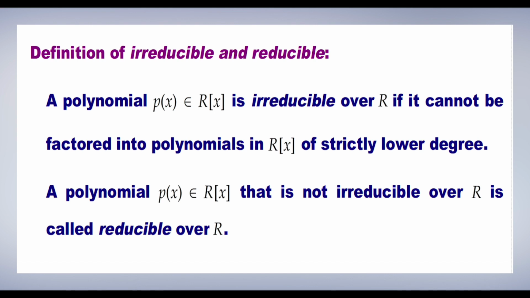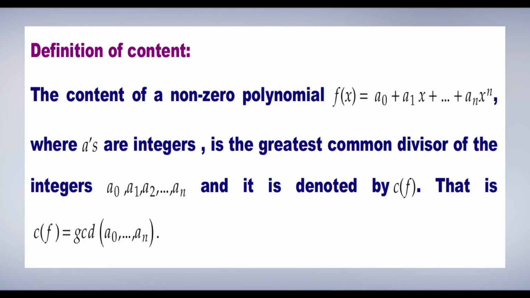Let's see the definitions of irreducible and reducible. A polynomial p(x) belongs to R[x] is irreducible over R if it cannot be factored into polynomials in R[x] of strictly lower degree. A polynomial p(x) belongs to R[x] that is not irreducible over R is called reducible over R. Next, we see the definition of content.